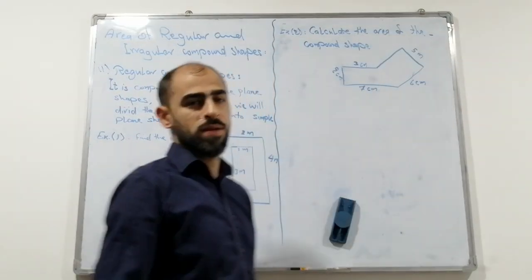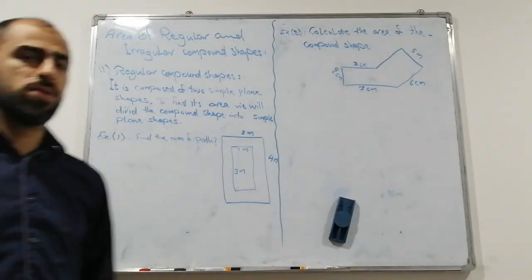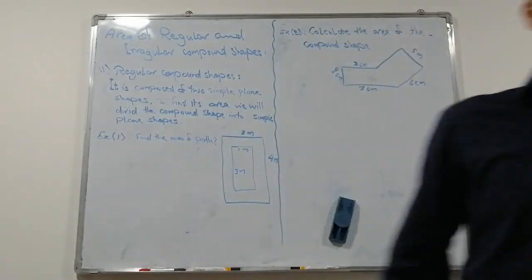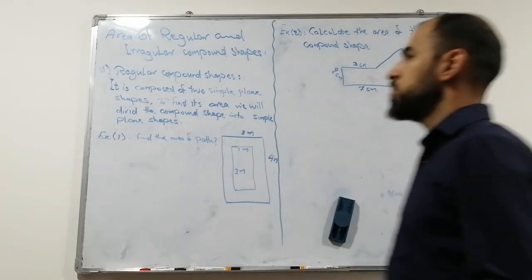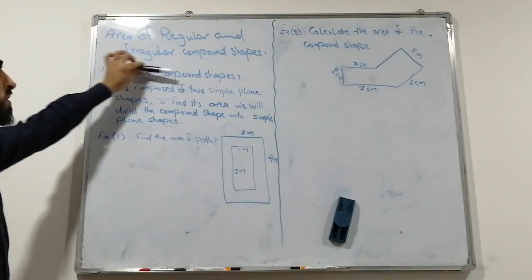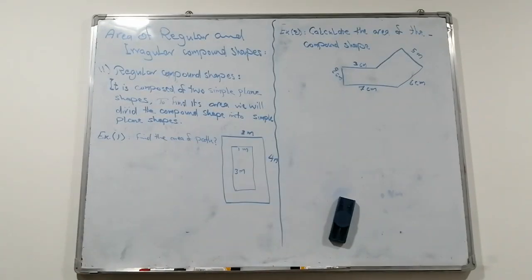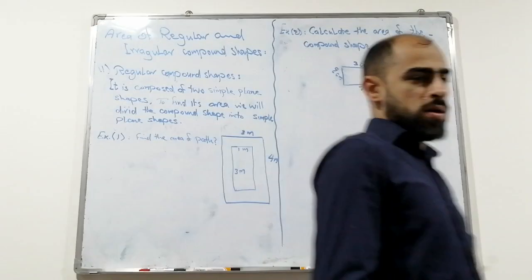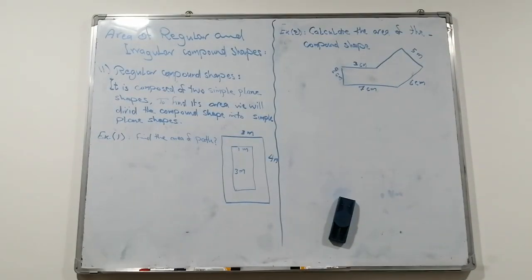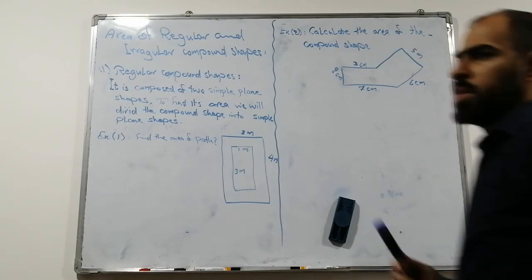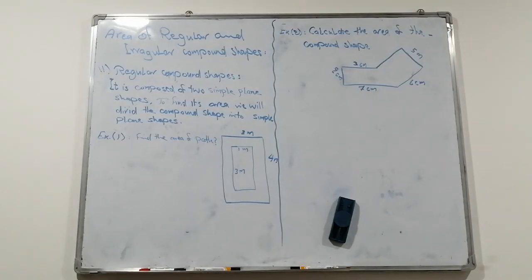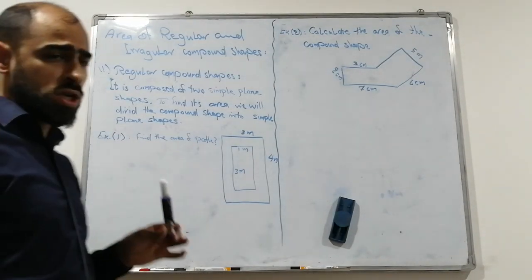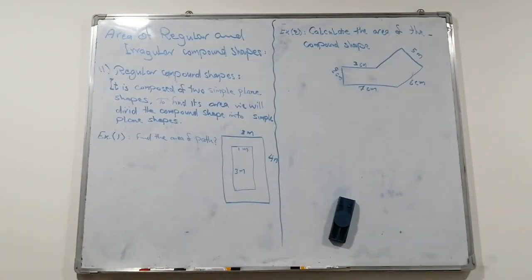Hi, my dear student. Today we're going to take the subject of finding the area of regular and irregular compound shapes. The first thing to know is how to find the area of regular compound shapes. Regular shapes are the shapes we know, like a triangle, square, trapezoid or rectangle. Compound shapes are shapes composed of, or combining, two regular shapes.